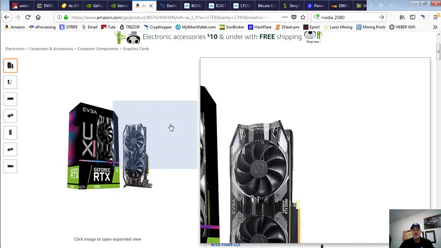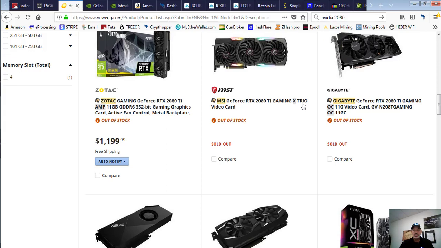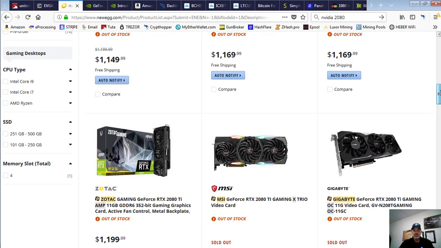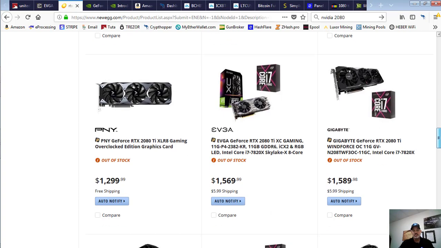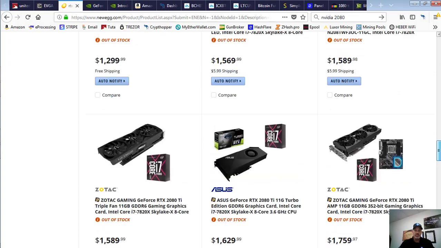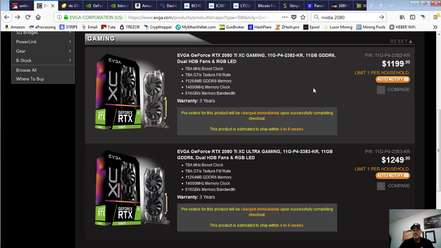Looks like Amazon actually has it, but again it's going to be a pre-order, and you're not going to get it till September. So all of this is going to be pre-orders, and they're at $850. If we jump over to Newegg, most of this stuff is out of stock. And again, the pricing is just out of the ballpark. We were really hoping for a lower price point.